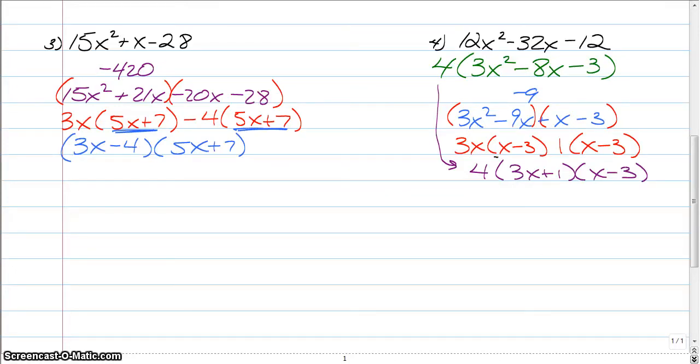But if you did not pull out the GCF first, I bet if you were to look at your piece of paper right now, you could pull a GCF out of both of these terms, and then you would combine those GCFs, so it's probably a 2 and a 2, and you would make a 4. Okay? Just thought I'd let you know.